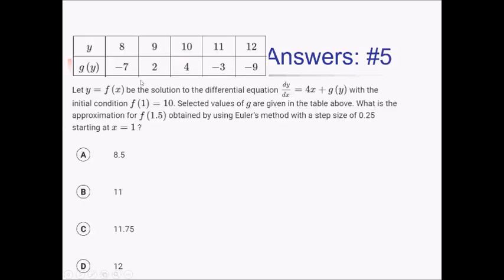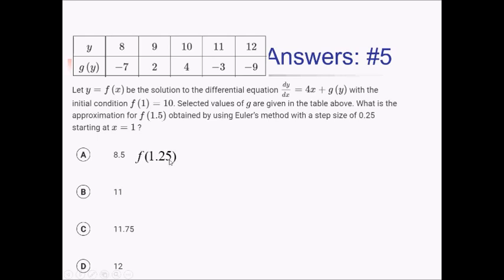On this problem, we're told that y equals f of x is the solution to this differential equation, which is kind of interesting. We've got 4x plus g of y, and we have the initial condition f of 1 equals 10. We want to know the approximation for f of 1.5 using Euler's with a step size of 0.25, starting at 1. So first we're going to have to figure out an approximation for f of 1.25. Then we'll go from there to find our approximation of f of 1.5.